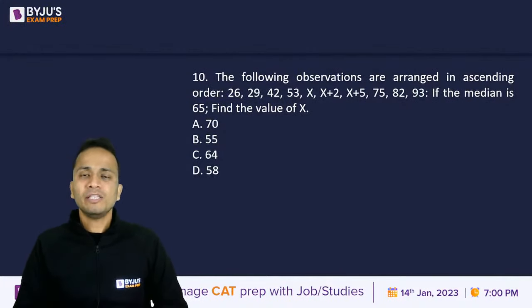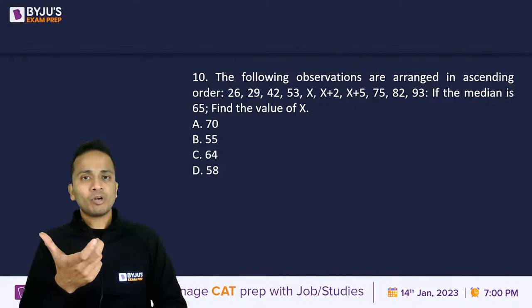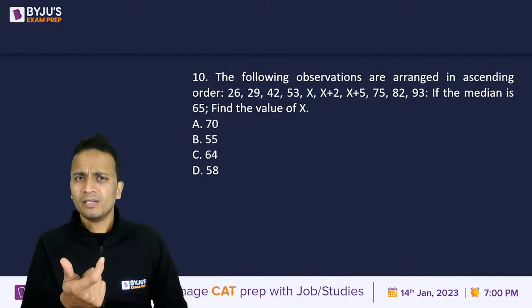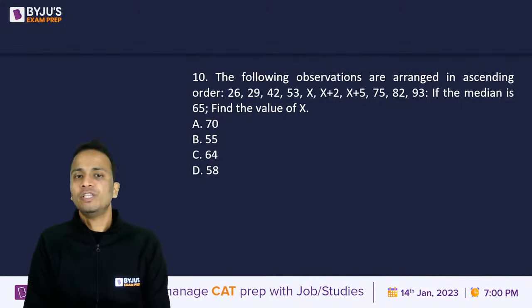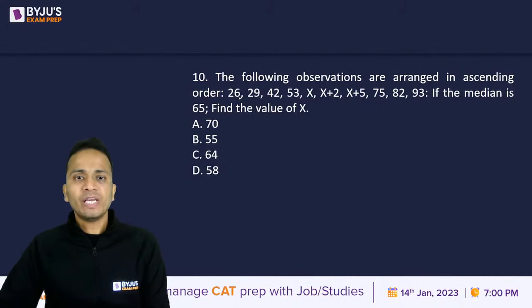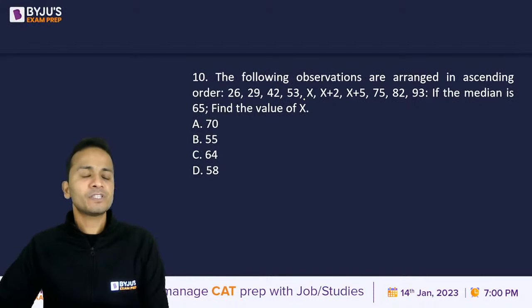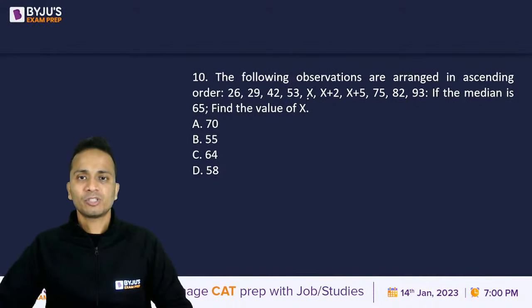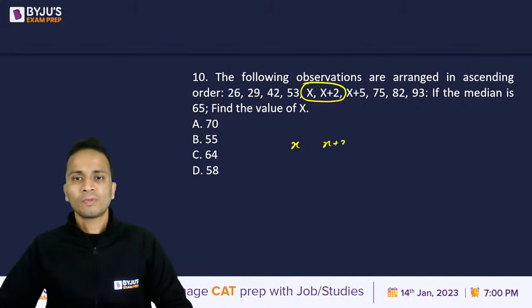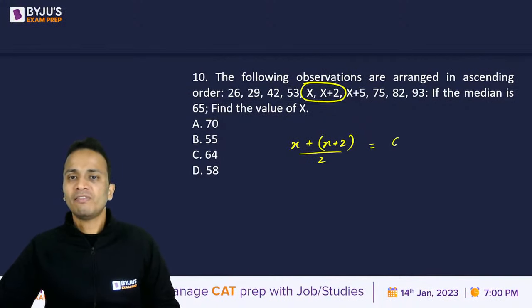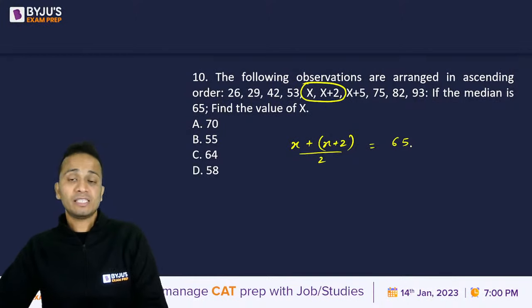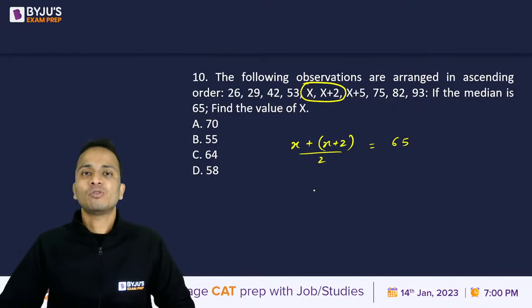So whenever the total number of terms is even, then there will be two middle terms and the median will be the average of these two middle terms. So in our case, we have 1, 2, 3, 4, 5, 6, 7, 8, 9, 10. There are 10 terms. And the fifth term and the sixth term will be the middle terms. So these are the two middle terms, x and x plus 2. If I take the average of these two, then that will give you the median of this data. So average is 65. This is the median. So from here, you can easily find out the value of x.